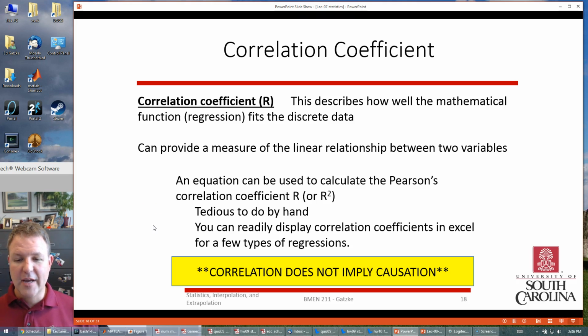But correlation does not imply causation, so you always have to be careful with data. Something may seem to correlate, but you can't always trust that we think this is a function of this variable. It may be, it may not be. It may just happen to correlate, and maybe both of them are a function of some other variable that you haven't measured yet. So be careful with statistics, be careful with interpolation, and be very careful with extrapolation.